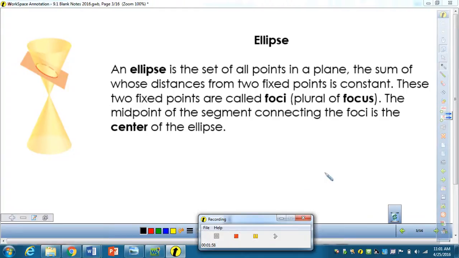Next, we're going to look at a more formal definition for the equation of an ellipse. An ellipse is a set of all points in a plane, the sum of whose distances from two fixed points is constant. These two fixed points are called foci, which is the plural of focus. I want to show you a demonstration that's going to help make sense of this definition.